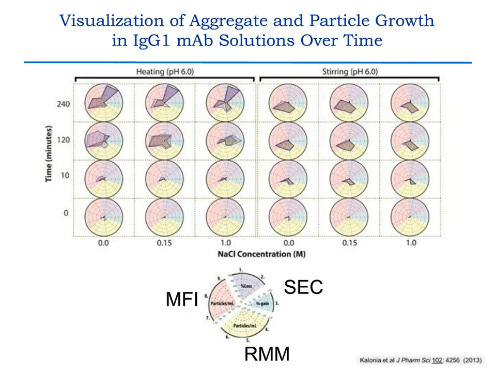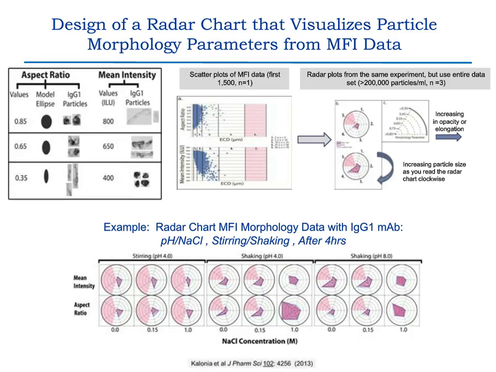We can also take radar charts to plot the morphology. So MFI gives readouts such as the aspect ratio shown in the left-hand corner as well as the intensity. And we can plot that data around a radar chart where, as is shown on the far right, we have the different size bins, but we're now showing the morphology of the particles. And if you look at the bottom, we have a plot of the mean intensity or the aspect ratio. I'm not going to go through the details, but you can see that radar chart analysis enables us to quickly see differences in morphology between particles under different stress conditions.